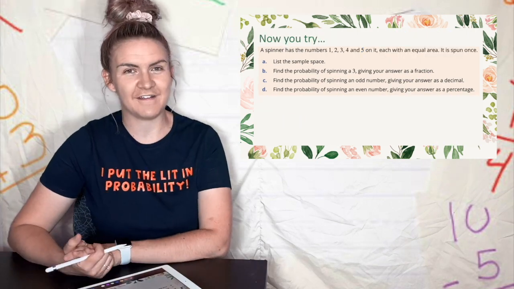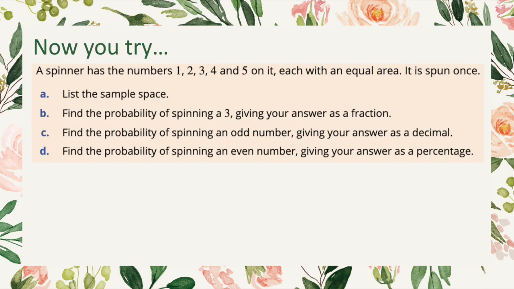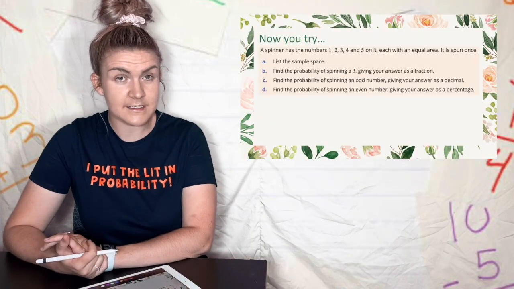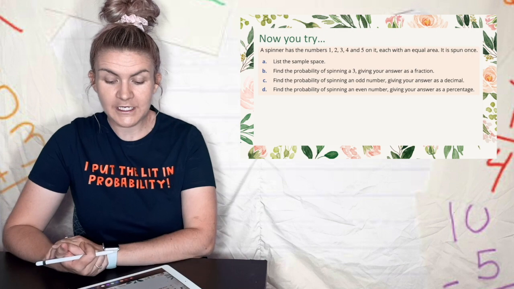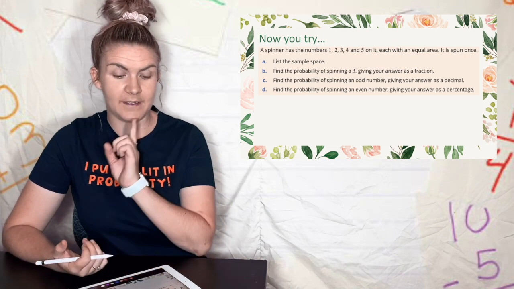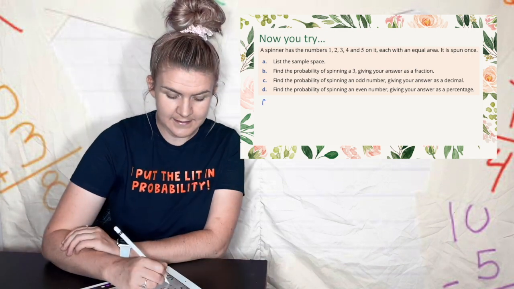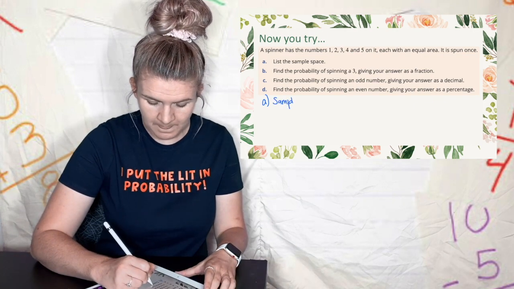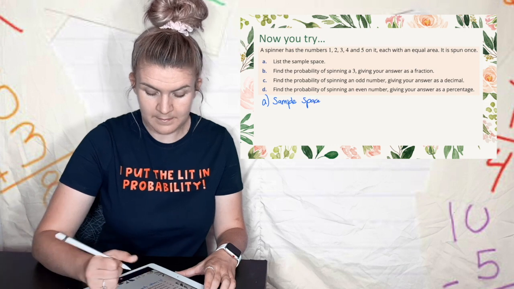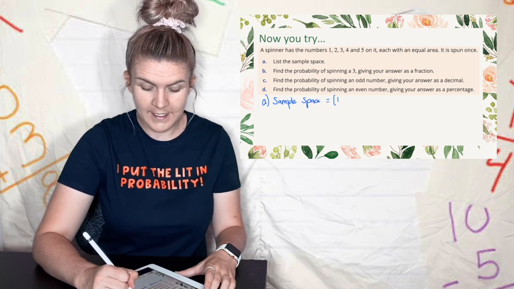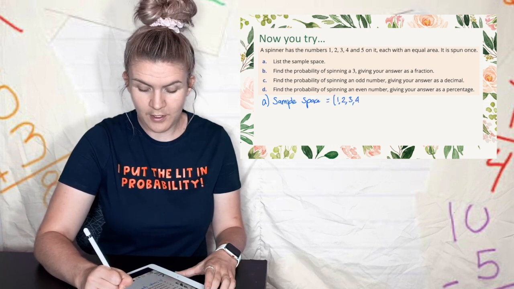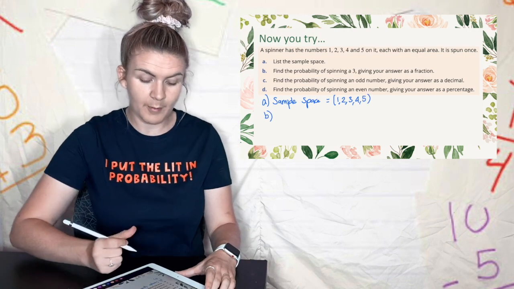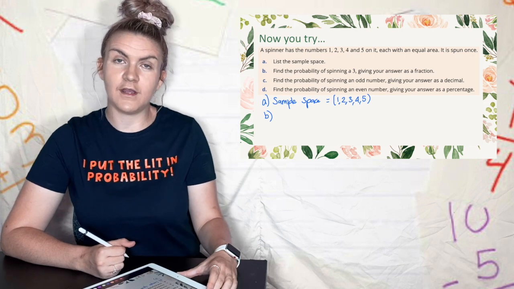Now you have a try at calculating probability. Let's check our answers together. A spinner has the numbers 1, 2, 3, 4, and 5, each with an equal area. It is spun once. A is list the sample space. First, I'm going to write sample space equals, and then brackets. And I've got to list all the options it could be, which is 1, 2, 3, 4, and 5.